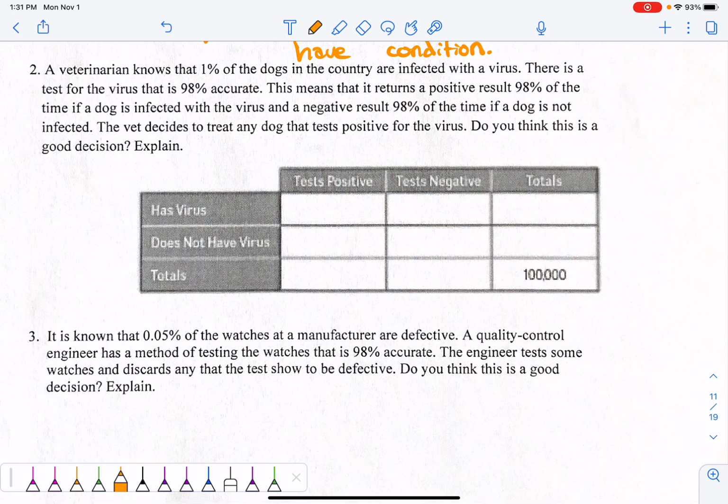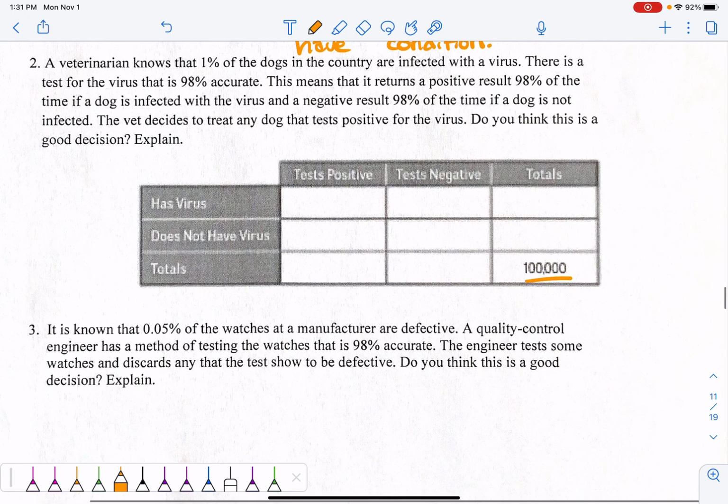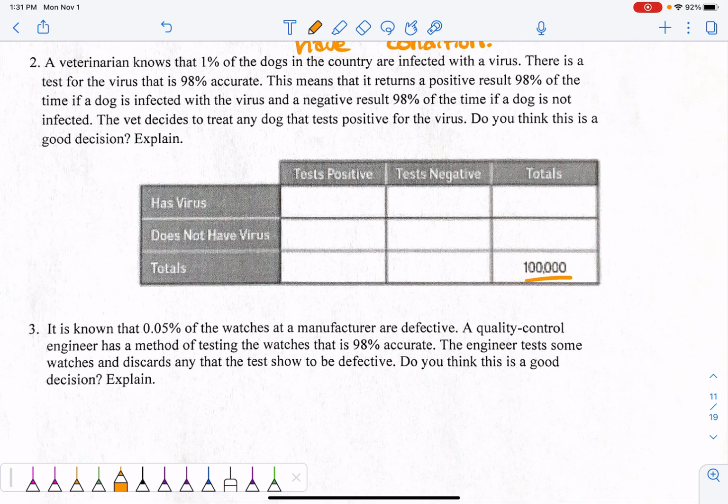Number 2. We have this already ready to go. They put 100,000 in here. The veterinary knows that 1% of the dogs in the country have the virus. So 1% have a virus. 1% of 100,000 is 1,000, so 1,000 have the virus and 99,000 don't have the virus, okay?